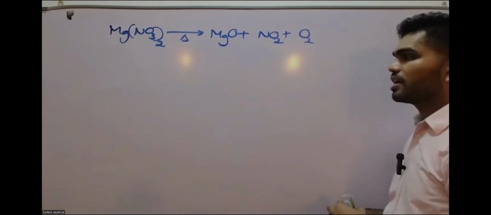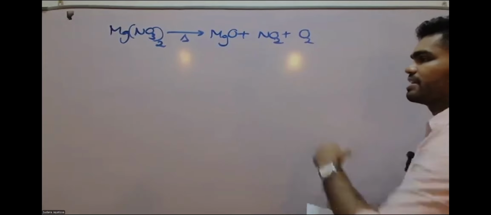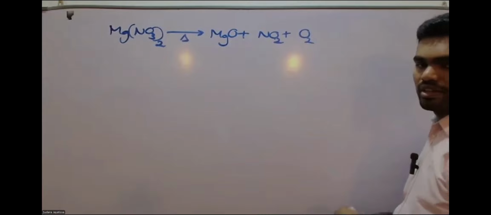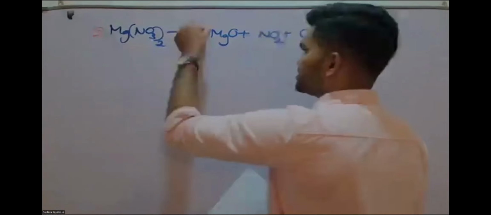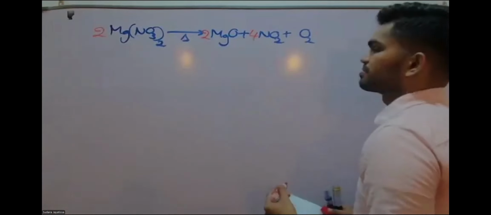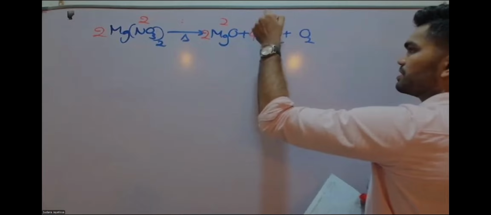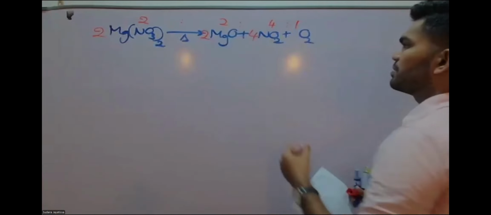Right. So how do we balance this one? There are 2 nitrogens on one side, here only 1 nitrogen. So if I put number 2 here, then oxygen will not get balanced. When you focus on oxygen, you will see these are the numbers we have to put. Then it gets balanced. So that means a 2:4:1 ratio. That is the molar ratio.